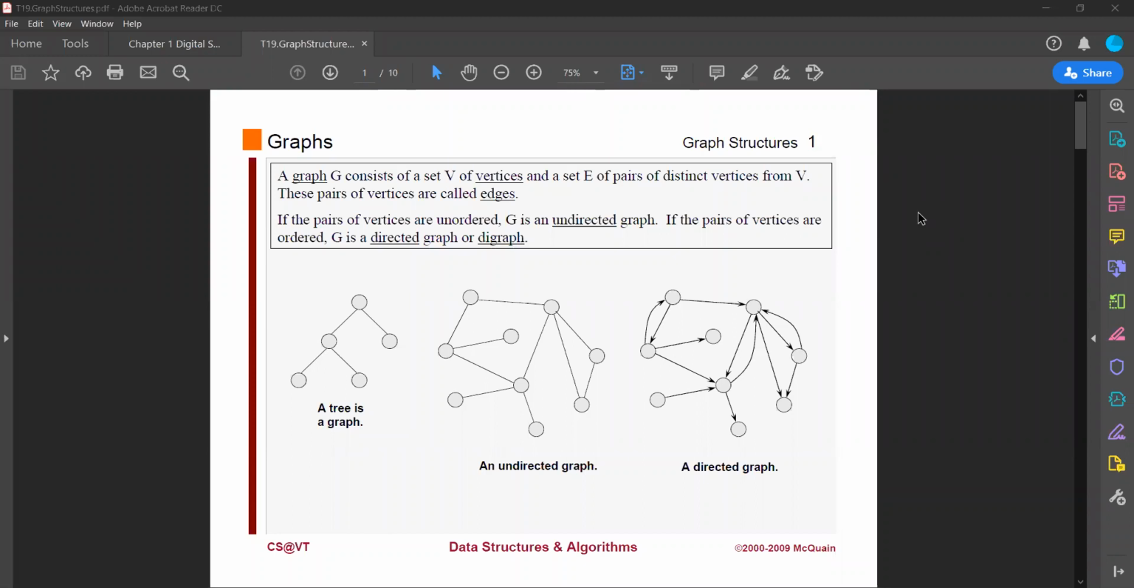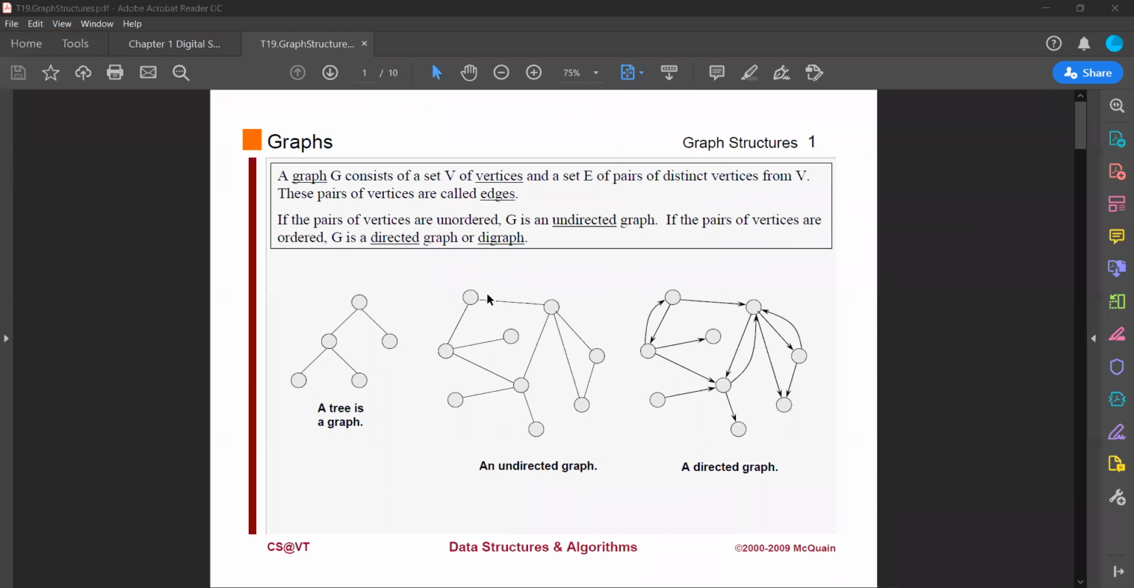Today our discussion topic is graphs. So what is actually a graph? A graph G consists of a set of vertices V and a set of pairs of distinct vertices from V. These pairs of vertices are called edges. If the pairs of vertices are unordered, then G is an undirected graph. But if the pairs of vertices are ordered, then G is a directed graph or digraph.